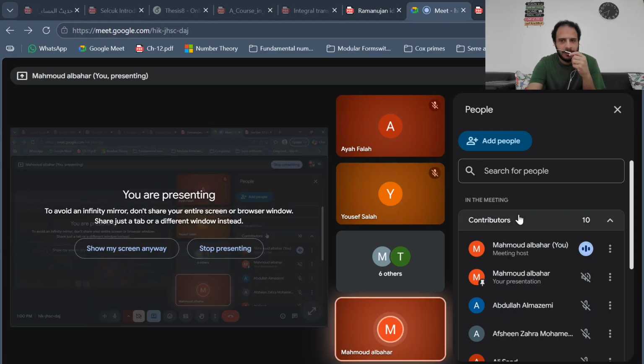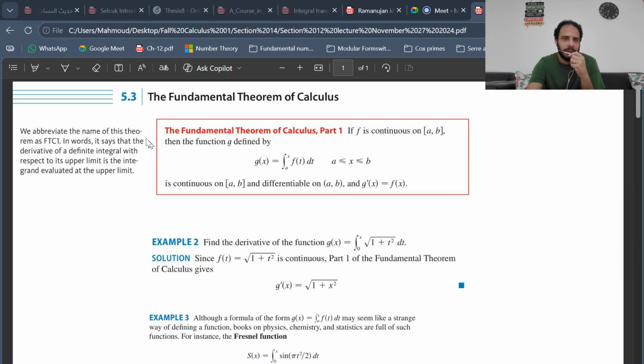Good afternoon, everyone. Today we will study section 5.3, the fundamental theorem of calculus.